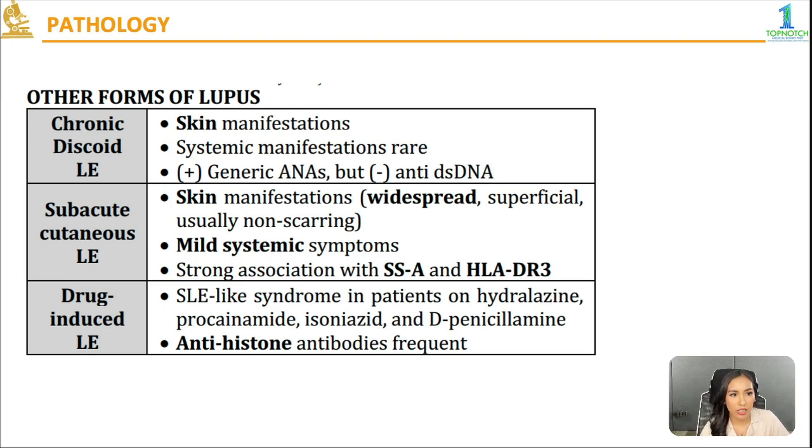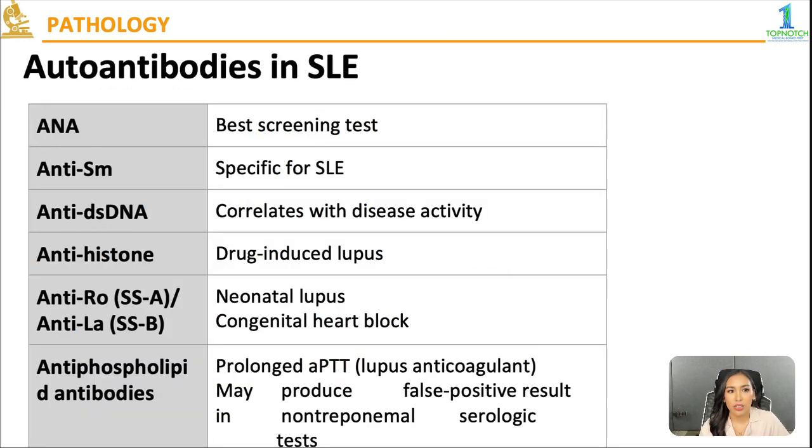Let's look at the types of lupus. Chronic discoid LE, cutaneous, skin lang. Systemic manifestations are rare, and ANA lang ang positive. Whereas subacute cutaneous LE, skin manifestations, tas nagkakaroon na rin ng systemic symptoms. Whereas drug-induced LE, may characteristic anti-histone antibodies. Okay? Alright, let's look at the antibodies in SLE.